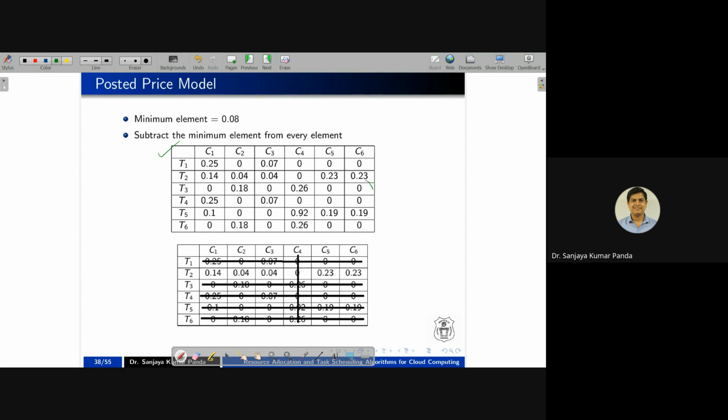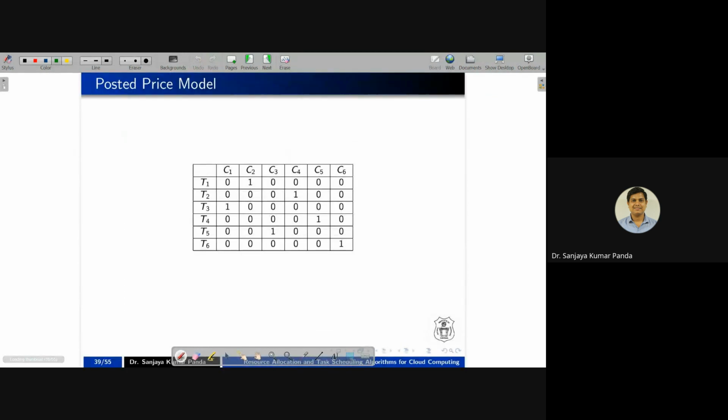Again, you have to cover the zero elements with the minimum number of lines. So the minimum number of lines required to cover these elements is again 6. Okay, in the previous case it was 4. In this case it is 6. So it is the same as the number of rows. So we'll stop here and assign the tasks to the corresponding machines.